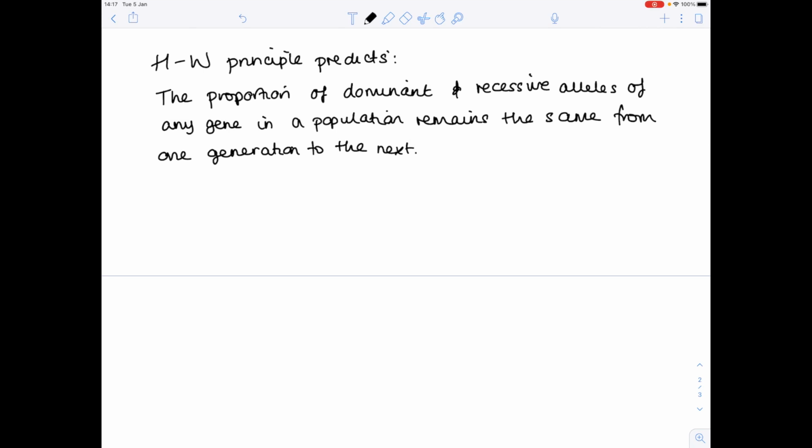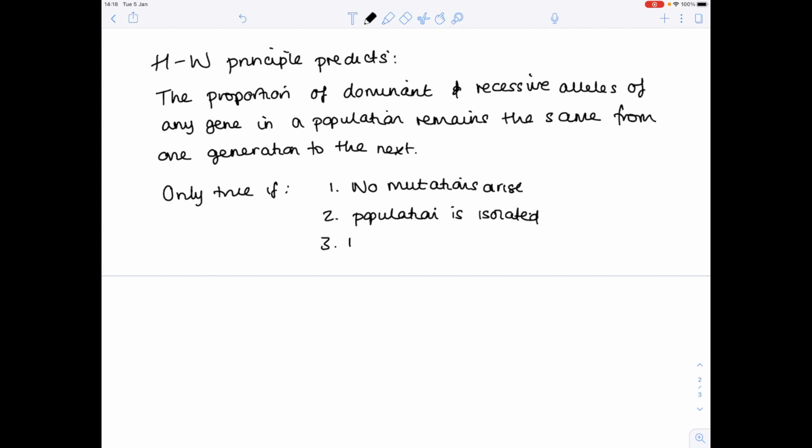However, this is only true if the following is adhered to. Number 1, no mutations arise. Number 2, that the population is isolated. 3, that there is no selection pressure. 4, that our population is large. And 5, that mating occurs randomly.